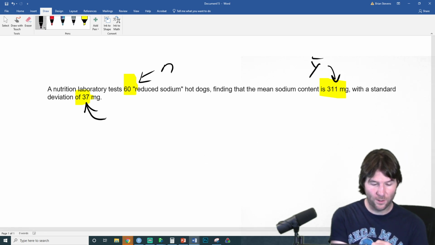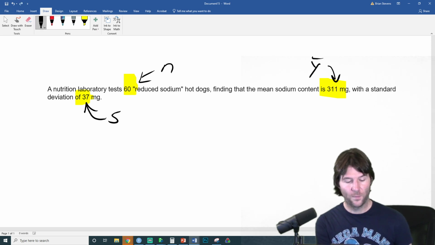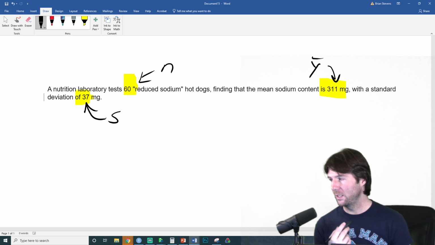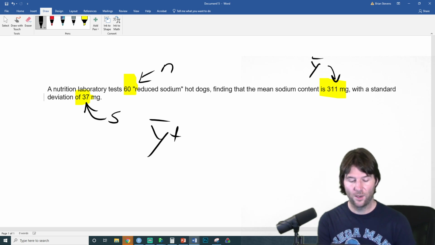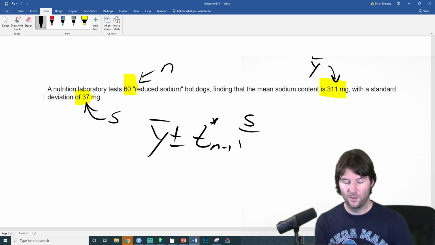So there we go. We've got all of our notation written out and we're ready to go. Now, the biggest thing we need to know is how to make the confidence interval, which is y bar plus or minus t with n minus 1 degrees of freedom, there's a star here, you get to pick it, times S over square root of n.